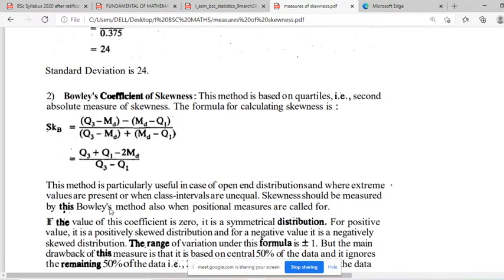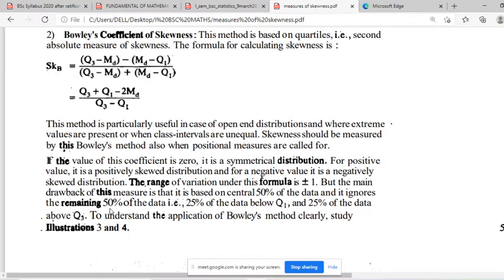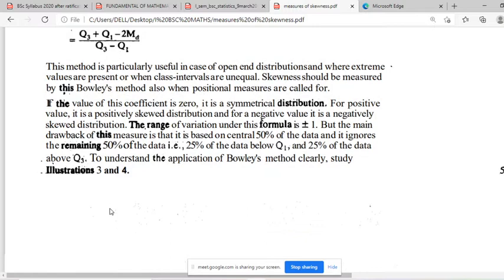This is another measure based on quartiles, Bowley's coefficient of skewness. The formula is (Q3 minus MD minus (MD minus Q1)) divided by (Q3 minus MD plus MD minus Q1). This simplifies: in the numerator we get Q3 plus Q1 minus 2MD, and in the denominator minus MD and plus MD cancel, so we have only Q3 minus Q1. This is SKB, Bowley's measure of skewness.